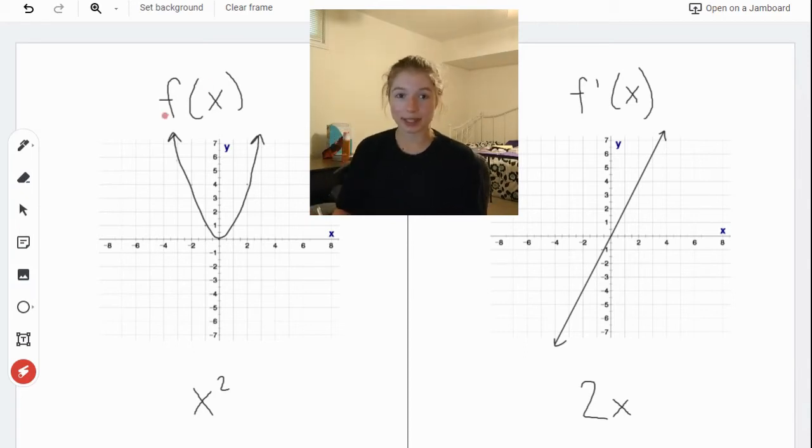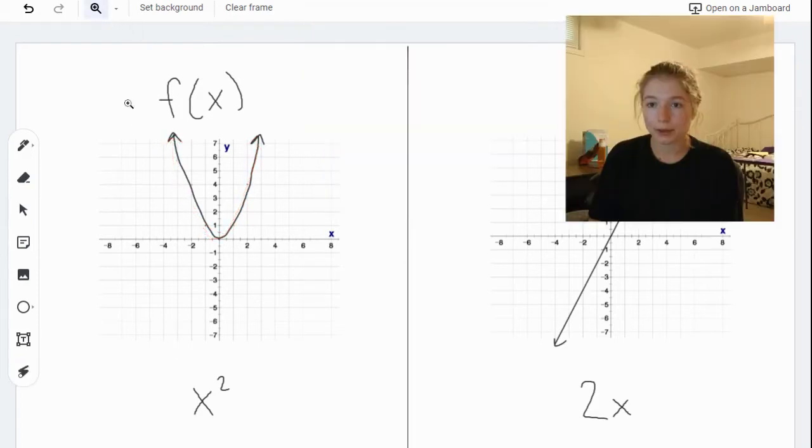Here we have two examples. On the left, f of x. f of x is equal to x squared. On the right, we have the derivative of f of x, f prime of x. f prime of x is equal to 2x. We also have graphical representations of both functions. So if we're looking at f of x, it's a basic parabola, x squared. You've probably seen this function 100 times.